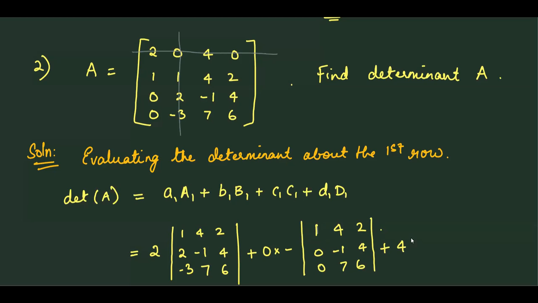Plus 4 times, the cofactor here will have a positive sign. So what you have to do now, eliminate the first row and the third column. Then you are left with 1 1 2 0 2 4 0 minus 3 6.